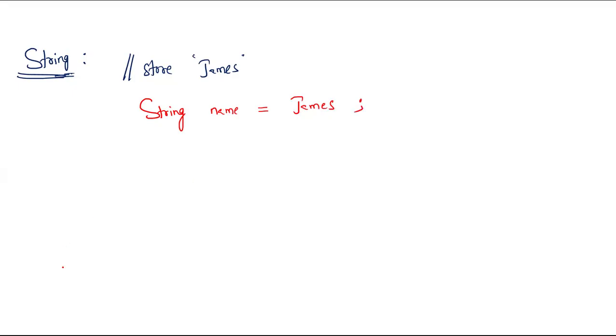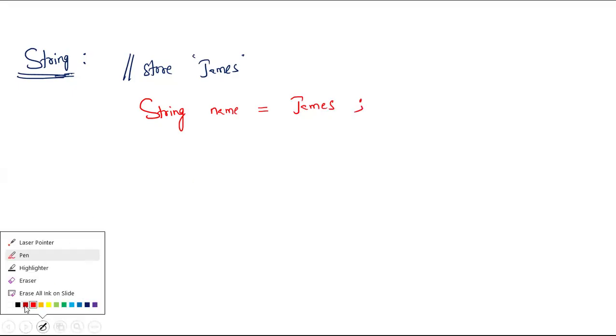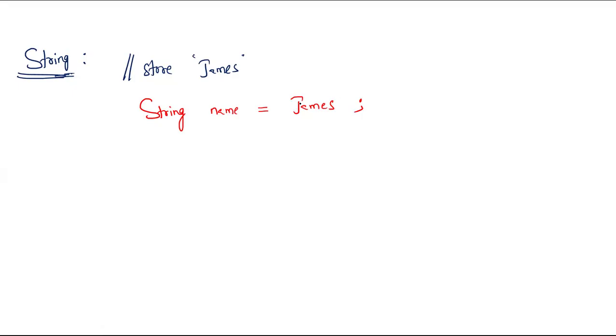Any difference here? Is it right to store a data called James like this, or does anything have to be added to make the syntax correct? Yes, we have to add. When it comes to string values or string data in Java, it is mandatory to enclose them in double quotes. Otherwise it is syntactically wrong. With double quotes, it is syntactically right.